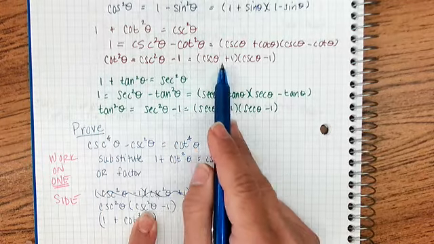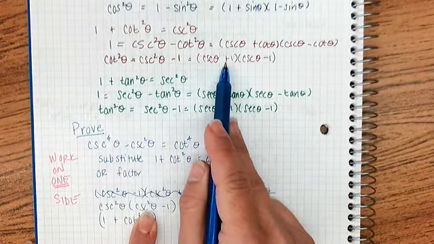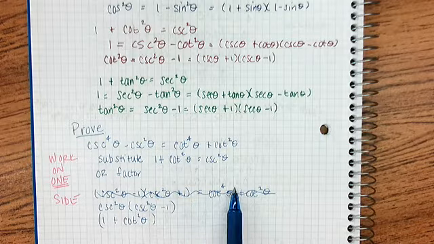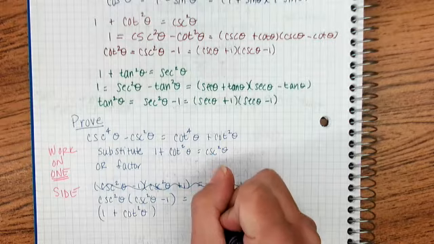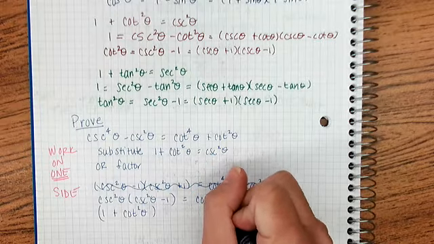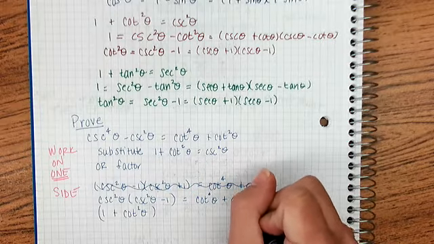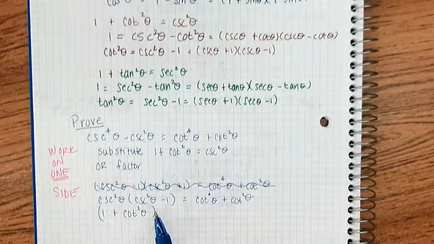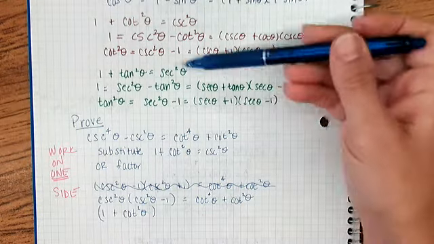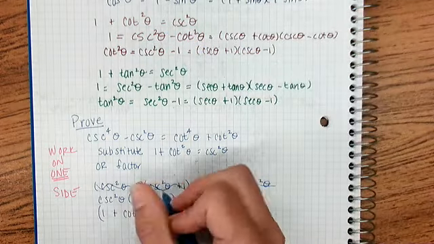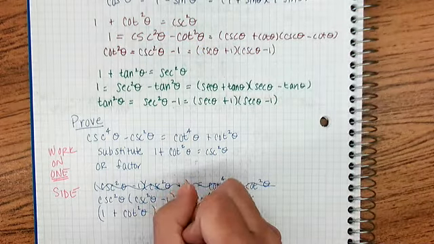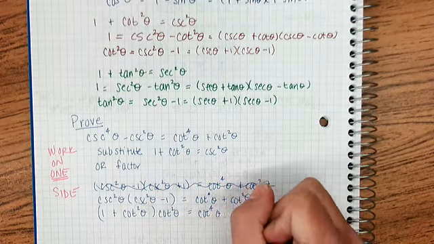Now, why am I not using cosecant plus 1, cosecant minus 1? Because I'm headed towards cotangent to the fourth plus cotangent squared. I want to get rid of the cosecants. So cosecant squared minus 1 is cotangent squared. I'm just rewriting the right-hand side.